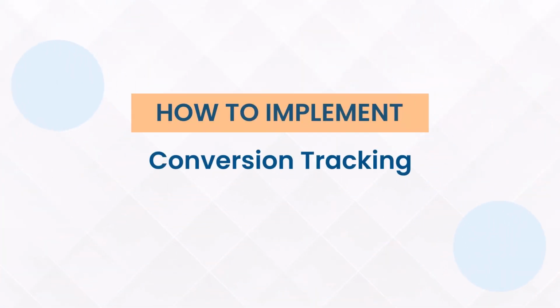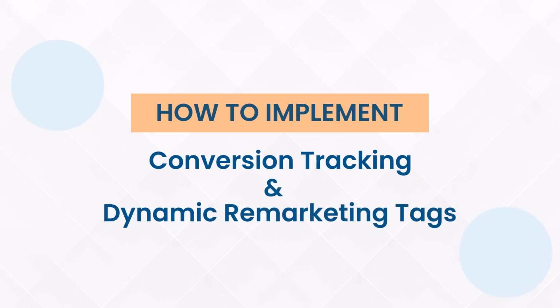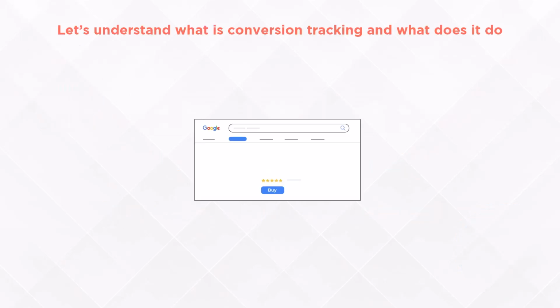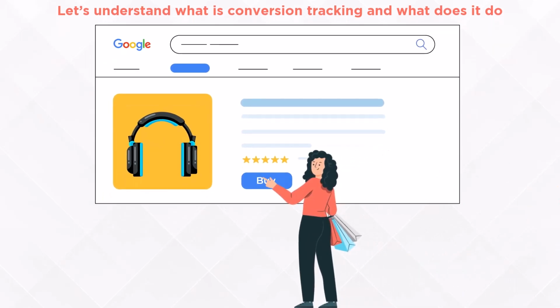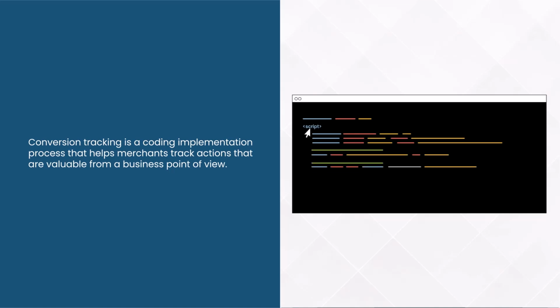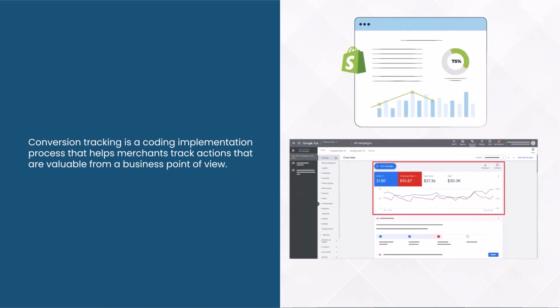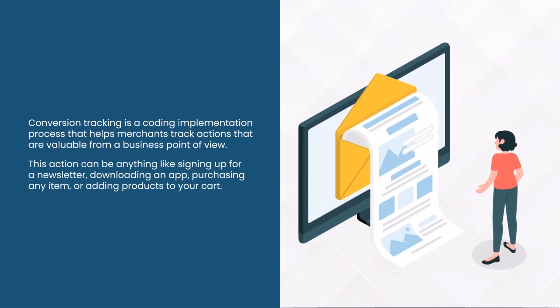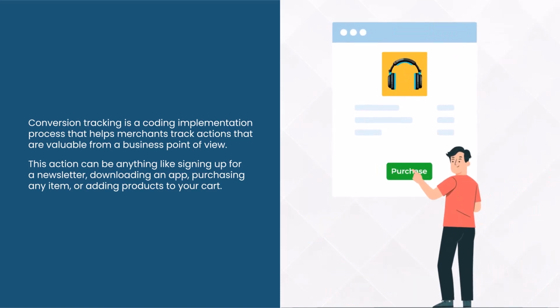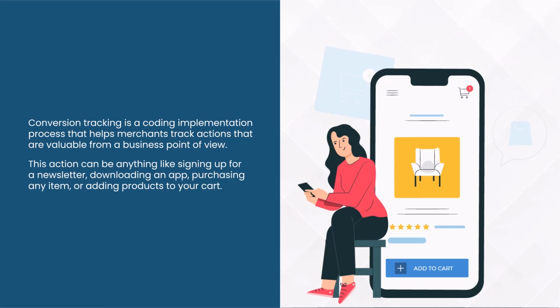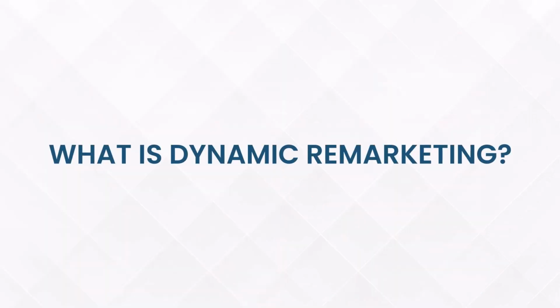In this video, we will see how to implement Google conversion tracking and dynamic remarketing tags from our app. First, let's understand what is conversion tracking and what does it do. Conversion tracking is a coding implementation process that helps merchants track actions that are valuable from a business point of view. This action can be anything like signing up for a newsletter, downloading an app, purchasing any item, or adding products to your cart.